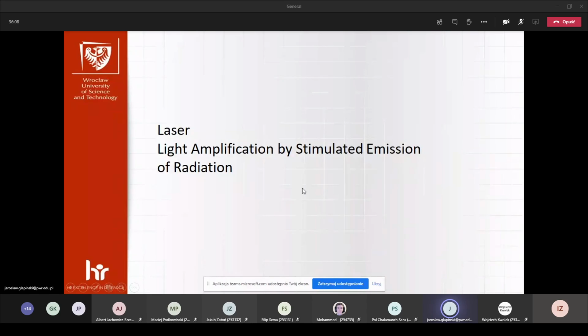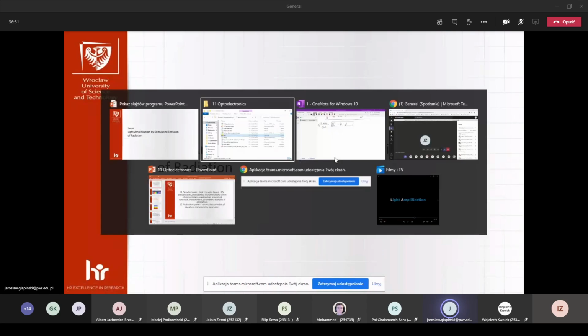So we have two physics things. One is the light amplification. The second one is stimulated emission. Okay, so we should explain what's going on. Okay, so we can move to the next part.